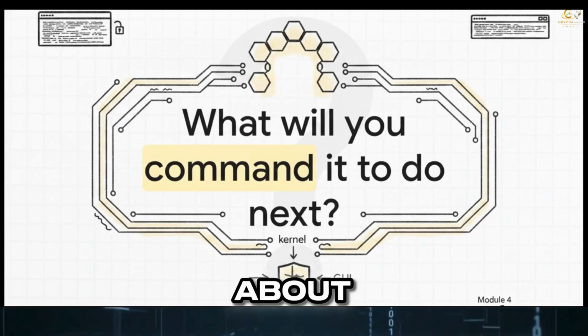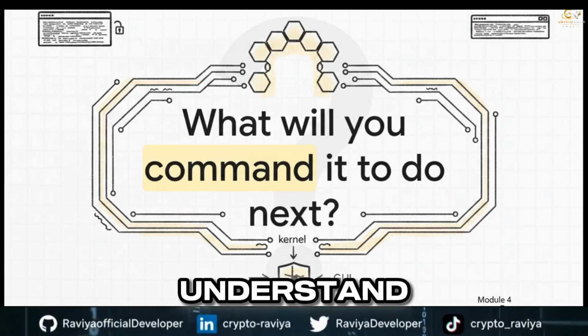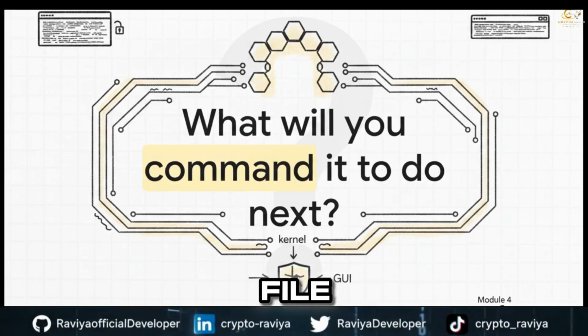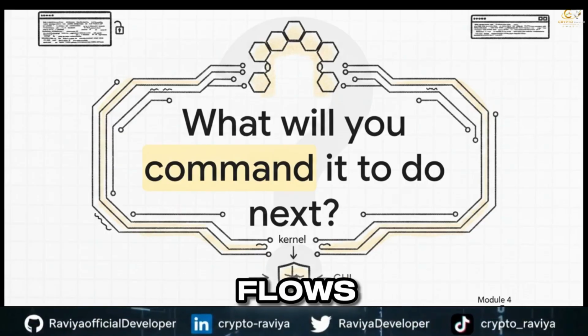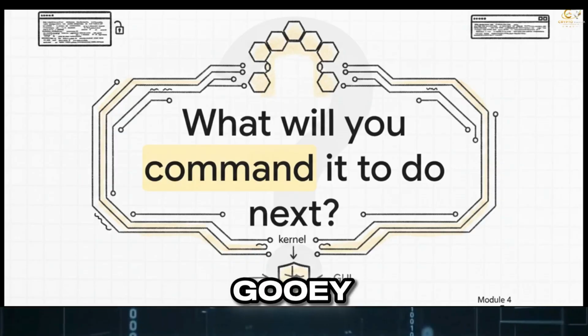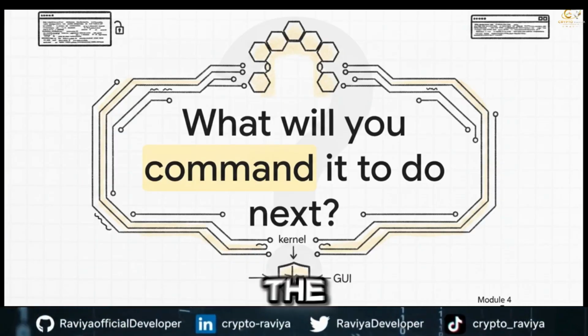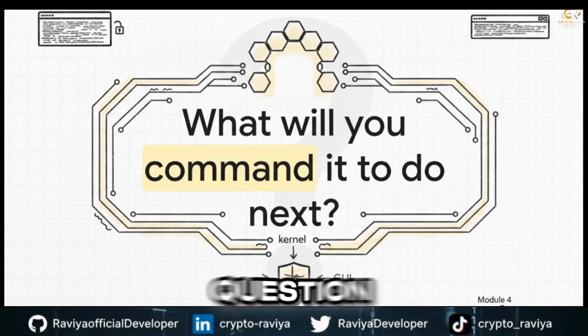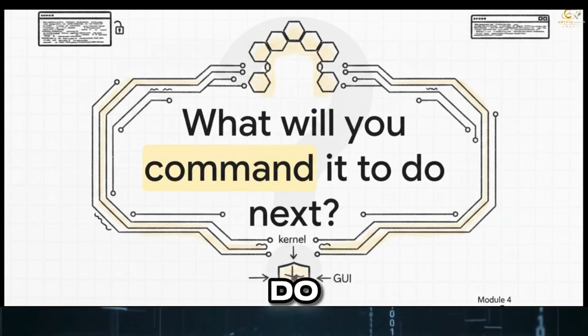So, think about what we just did. You now understand the POSIX architecture, the file navigation, and the data flows. You've completely bypassed the GUI and unlocked the gateway directly to the Linux kernel. The only question left is, what will you command it to do next?